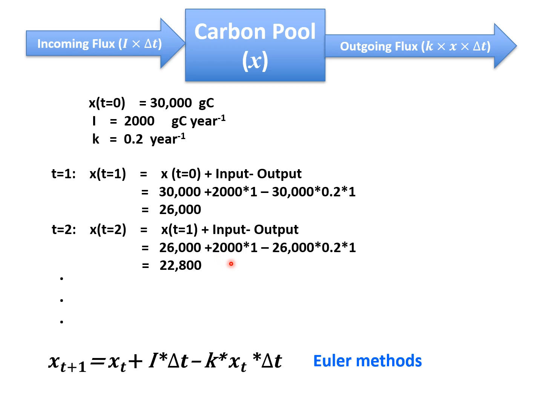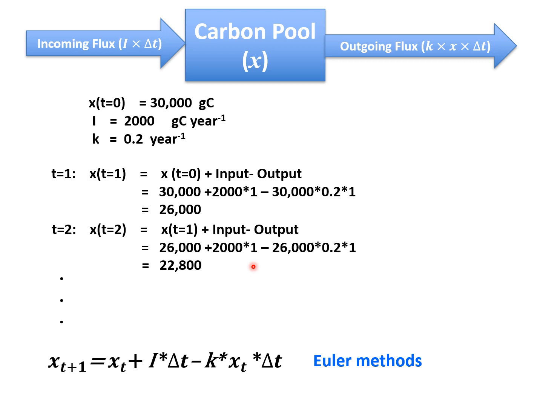So the input rate is the same, the time step is the same, that is 2,000 multiplied by 1, while for the outgoing flow, we have the same turnover rate, that is 0.2, but the pool size is different. The pool size now is 26,000. The time step is the same, 1 year. So this gives us 22,800. So with the same logic, you can derive the carbon stock in the third, fourth, fifth, etc. years.